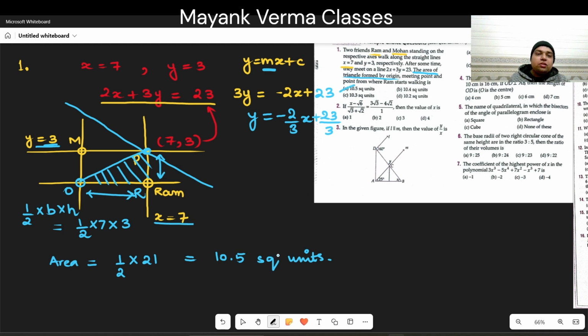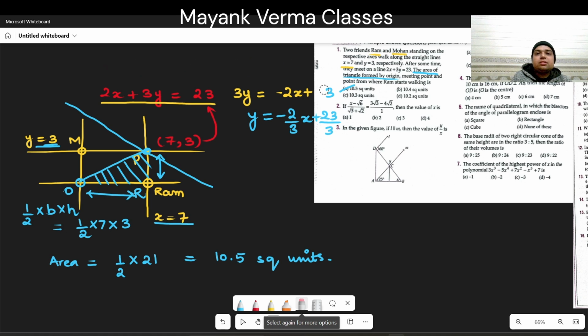So you need to draw a little graph here. Also, you need to draw all the lines and apply the formula of the area of a triangle. Okay, so let's see the next question. This is the result of the first.